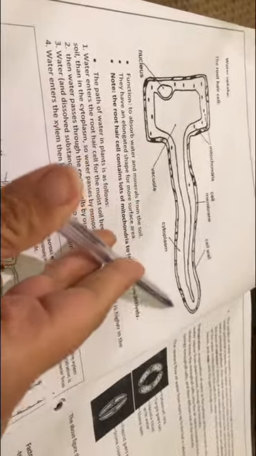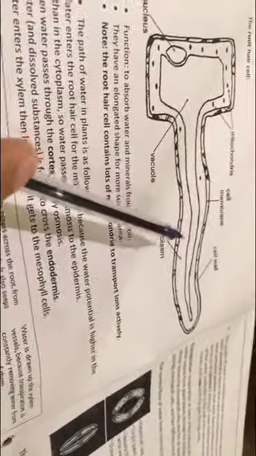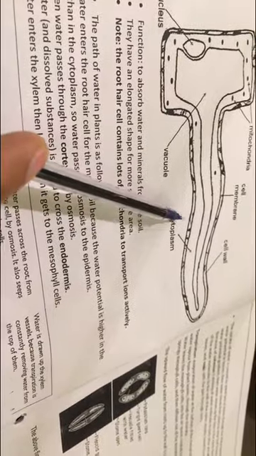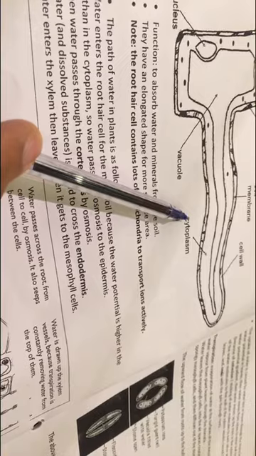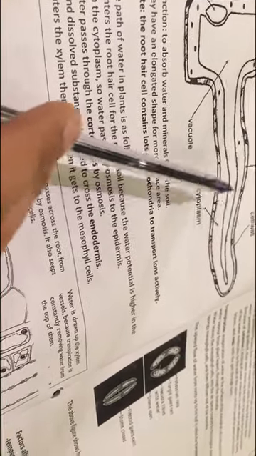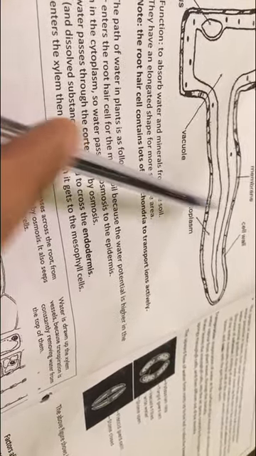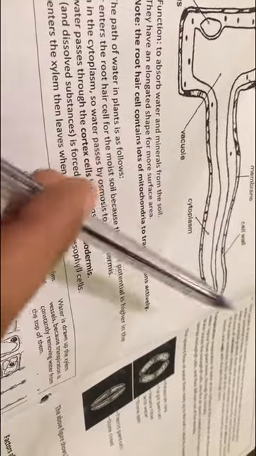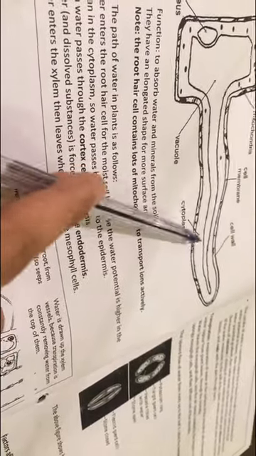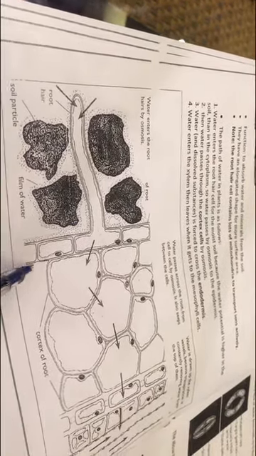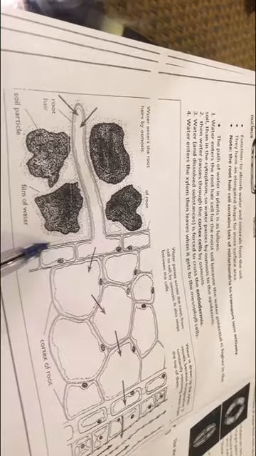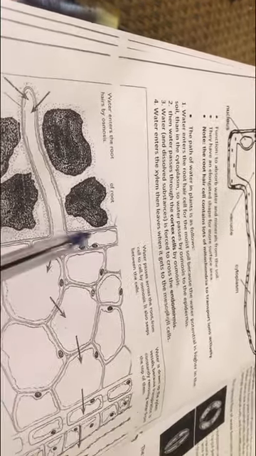It has a projection or extension to increase the surface area for carrying water and mineral ions. Water is carried by osmosis, while mineral ions are carried by active transport. Here are the soil particles. Water moves to the root hair cell, then to the epidermis, and after the epidermis, to the cortex of the root.